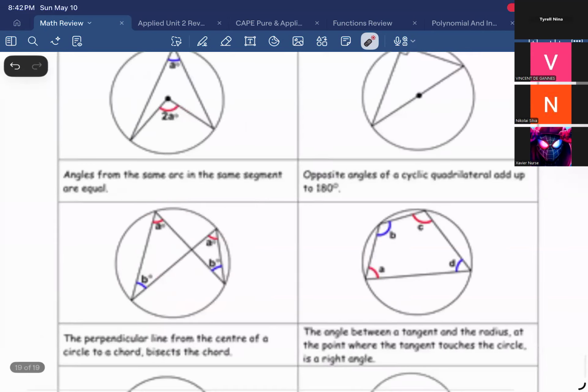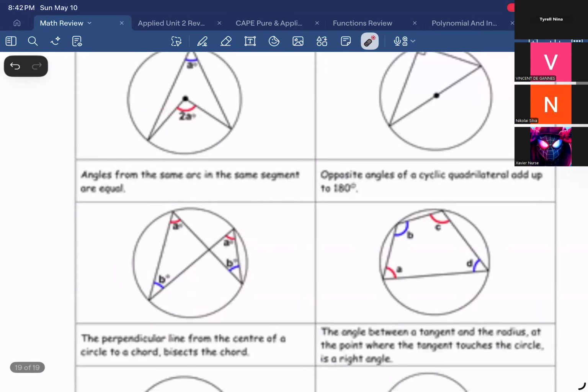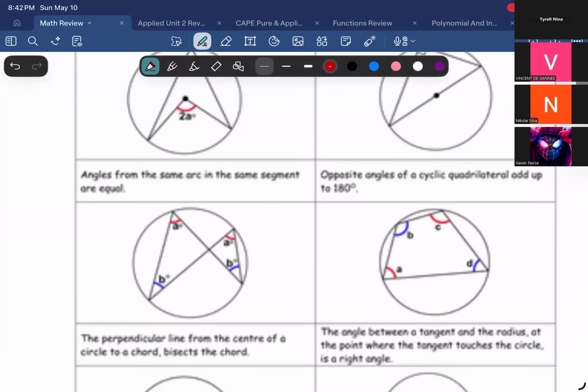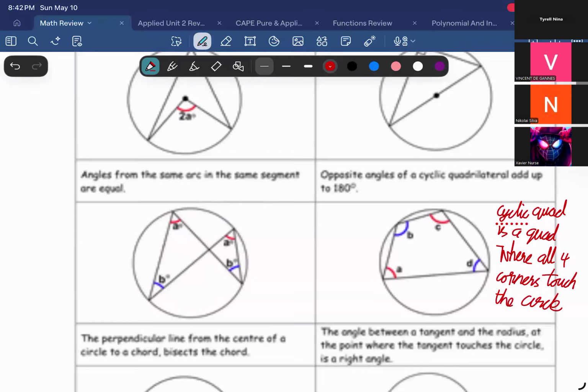All right. Opposite angles in a cyclic quadrilateral add up to 180. What is a cyclic quad? A cyclic quad is a quad where all four corners touch the circle. A lot of people make mistakes with this, right?